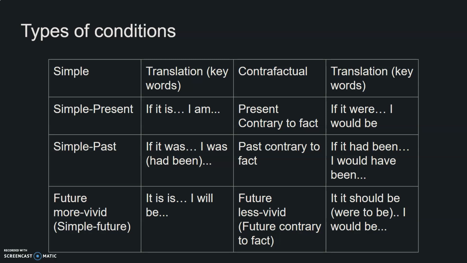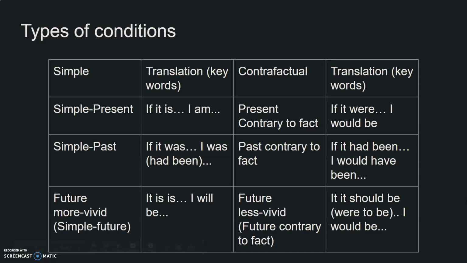Alright, so notice types of conditions. We have simple conditions, which just indicate this factual if X then Y, and we have contrafactual conditions, things that did not happen or are unlikely to happen in the future. So once again, like I talked about, you split these up into 3 different periods of time. You have simple present, simple past, and simple future, which we should note here tends to be called the future more vivid. It's a future that is more likely to happen. And then contrafactual conditions, we have present contrary to fact, past contrary to fact, and once again, future contrary to fact we tend to call the future less vivid. It is a future tense that is unlikely to happen.